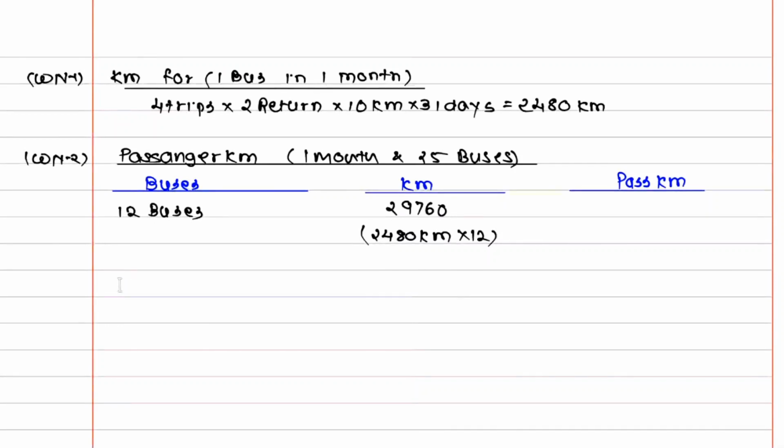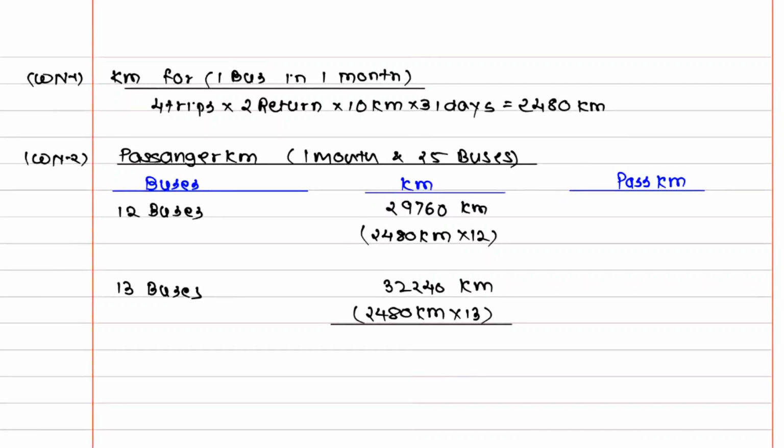If I talk about the 13 buses, whether the bus is big or small doesn't matter, it will travel. Again, one bus travels 2480 kilometers in a month, and there are 13 buses. So 2480 into 13 is 32,240 kilometers. Sir, you will say, why this much headache? There is one shortcut. 25 buses into 2480, 62,000 kilometers you will get.